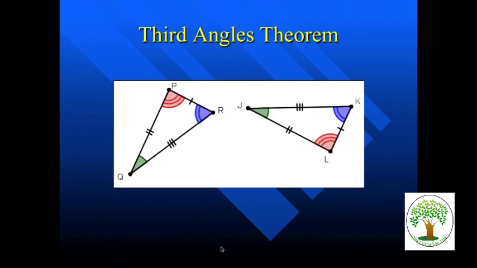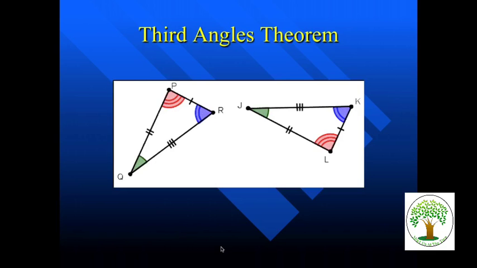Say that one more time. I've had 2 people read. Let's have somebody else new read if they could. Someone volunteer. It's only between 2 people here. If two angles of one triangle are congruent to 2 angles of another triangle, then the third angles are congruent.